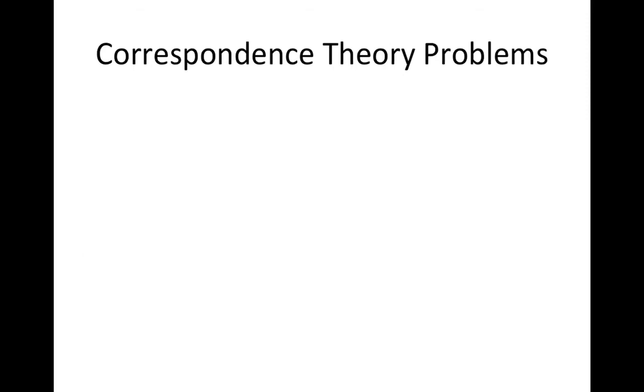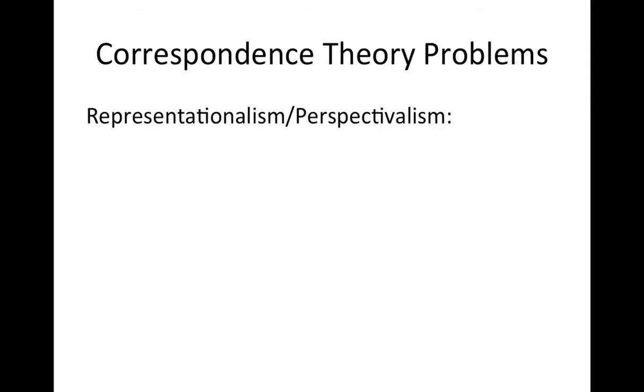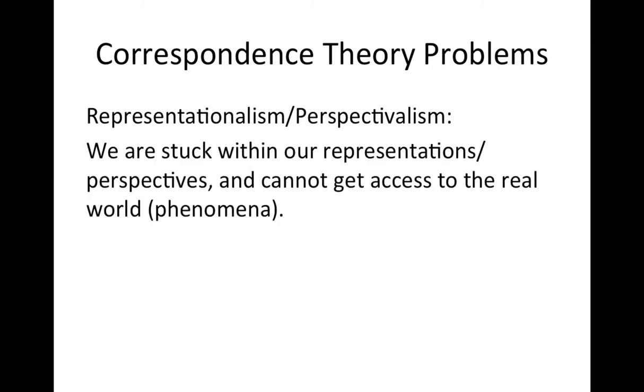There are also problems for the correspondence theory of truth, and this one we've seen before. This is the major problem of representationalism or perspectivalism. We are stuck within our representations, and we cannot gain access to the real world or the phenomena. So if you recall from weeks 1 and 2, how is it that we can gain information about what things are actually like when all we have is information about what things look like from a certain vantage point?